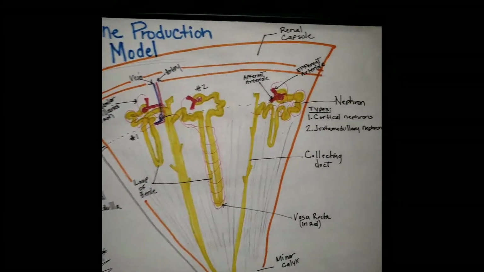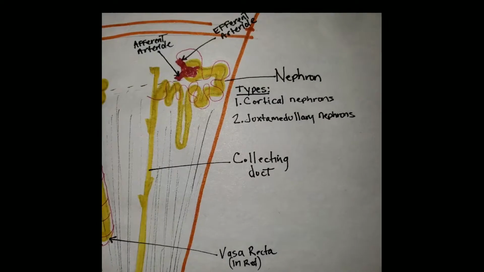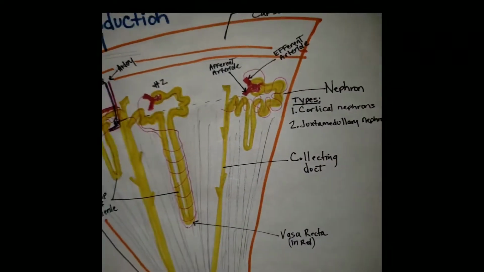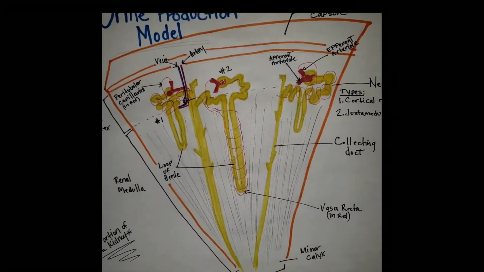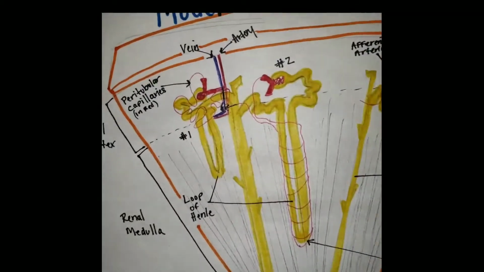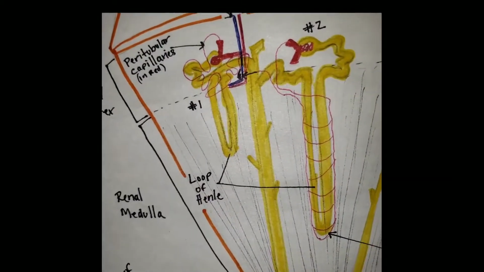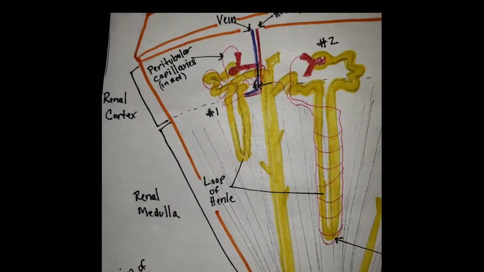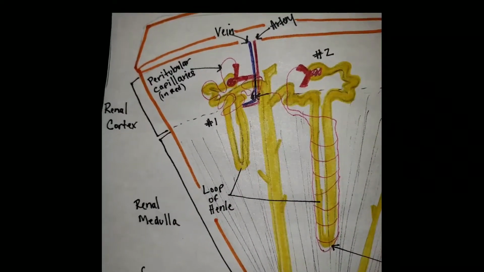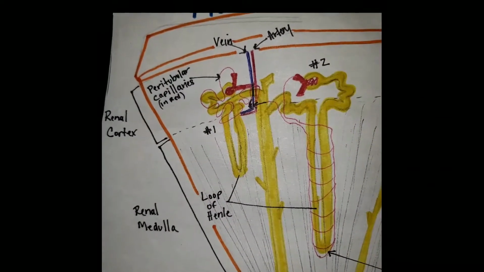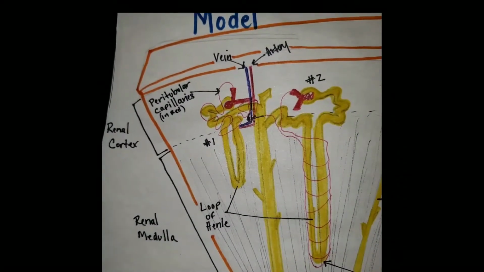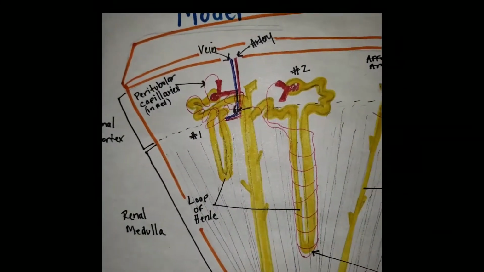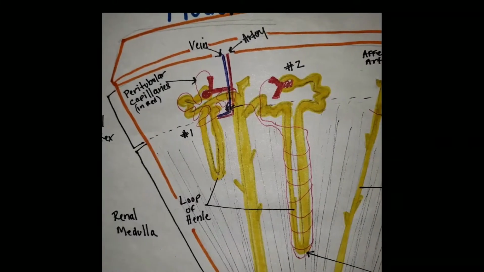There are 2 types of nephrons. So we have the cortical nephrons and the juxtamedullary nephrons in our kidneys. The difference between these 2 is, number 1, the cortical nephrons are smaller in size. The majority of it is in the cortex of the kidneys, and they are surrounded by peritubular capillaries. They have a short loop of Henle, which is the portion that kind of loops into the medulla, and it produces most of our urine.